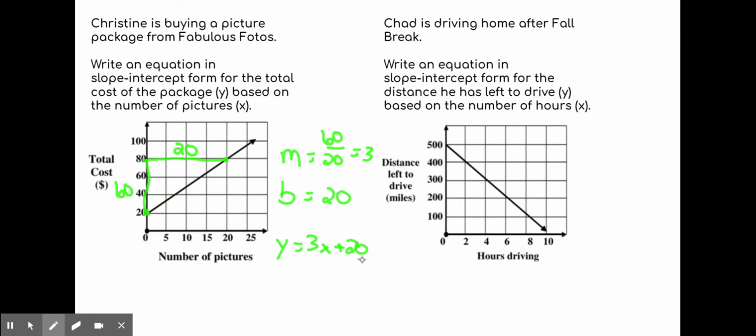She's paying $20 as a sitting fee. That's her flat fee. And then she's paying $3 per picture. Okay, so take what you saw here, see if you can apply it to this situation. This is someone driving home after fall break, and we want to write an equation for the distance he has left based on how many hours he's been driving. So you find the initial value, the rate of change, and write the equation of the line.